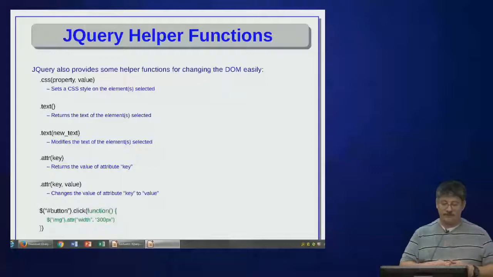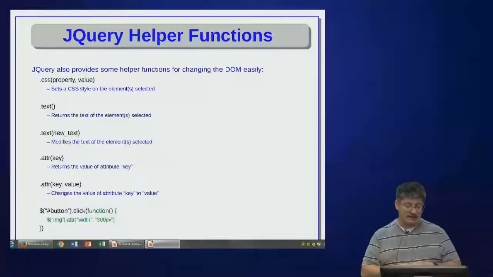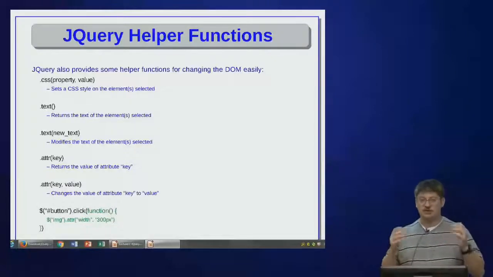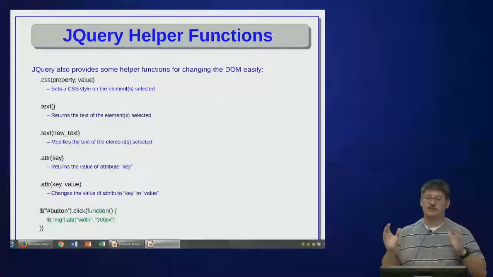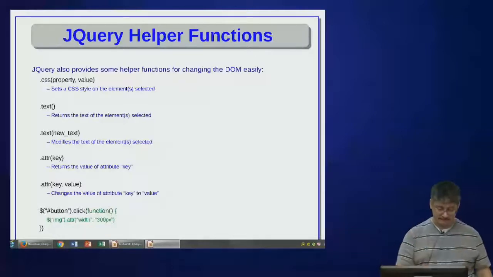The first parameter is the key, like href or src, and the second parameter is the value. So for example, if I have a button in my page with ID button, I can use the $ function or the jQuery function to fetch the button object. And then I can say .click, which we'll talk about in a minute. That basically responds to a click event, and have it run this function. It'll find an image tag, all image tags in fact in my document, and it'll use the .attr function to change the width of those images to 300 pixels. So when they click the button, all the images in my web page are going to grow or shrink to exactly 300 pixels wide.